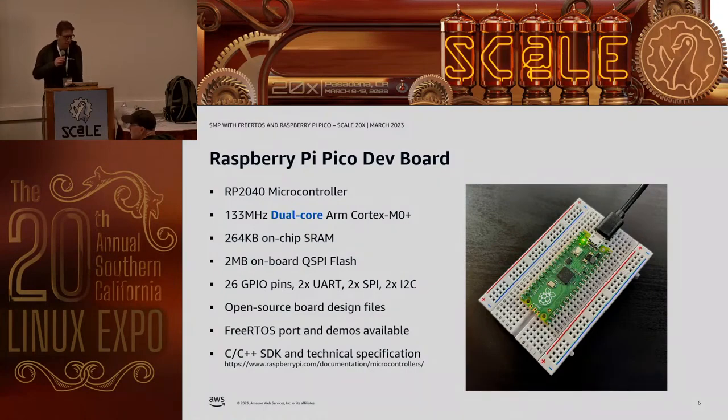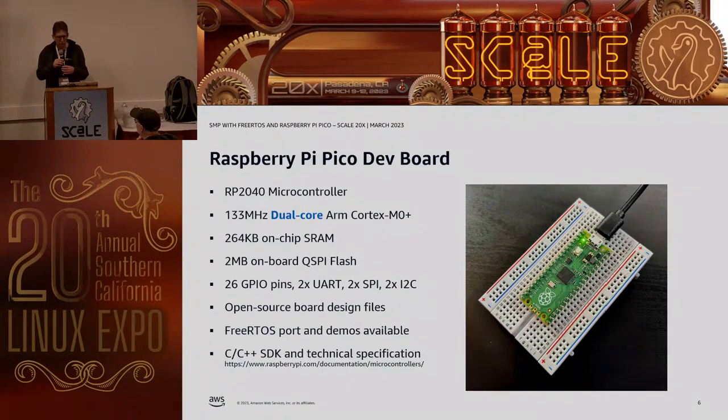It's a 133 megahertz dual core ARM Cortex M0 Plus, and so this is kind of the important part, that it's got two M0 cores. We're seeing a lot more microcontrollers coming out now that have multiple cores, and so this is a really interesting feature. The other stuff, SRAM and flash, lots of GPIOs on this board, which is nice.